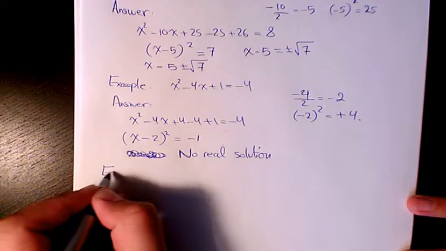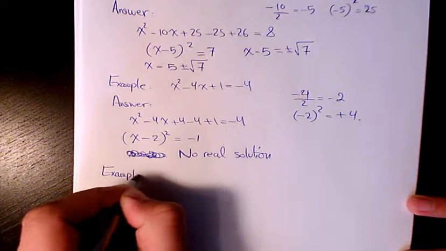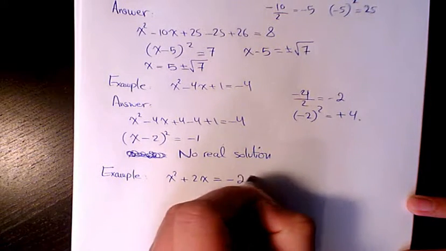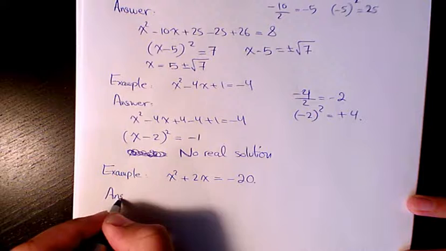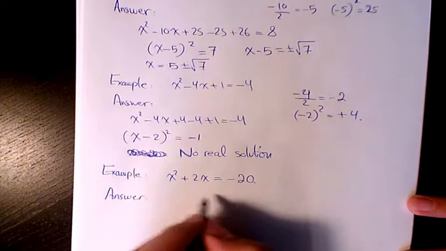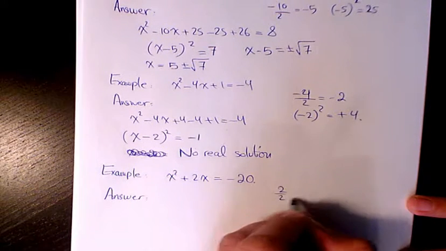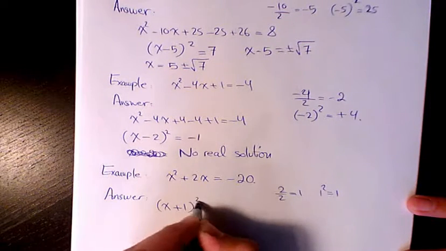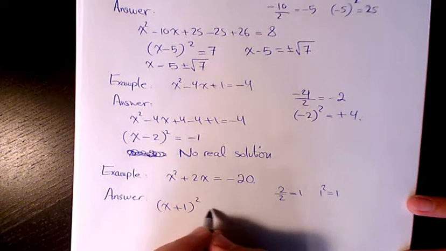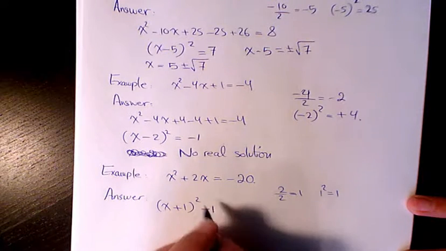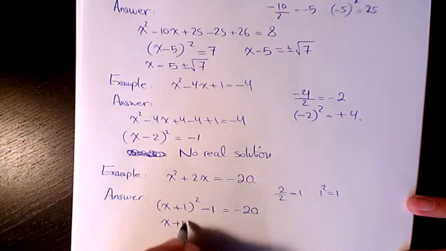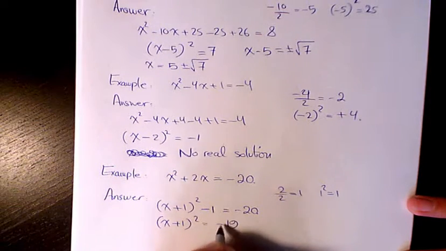Next example, I have x squared plus 2x equals negative 20. The answer will be: 2 divided by 2 is 1. 1 squared is 1. So we have (x plus 1) to the power of 2 minus 1 equals negative 20. So it's going to be (x plus 1) squared equals negative 19.